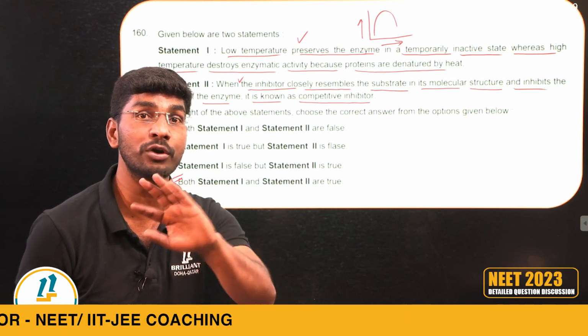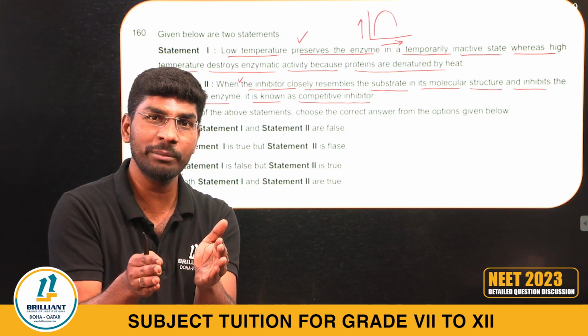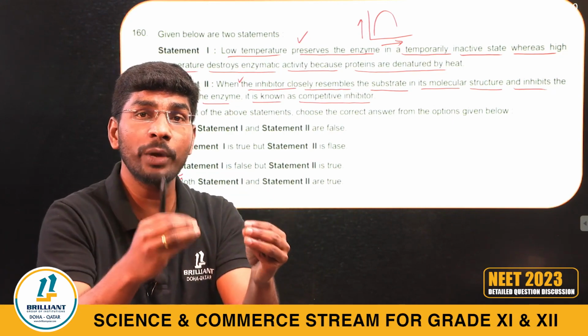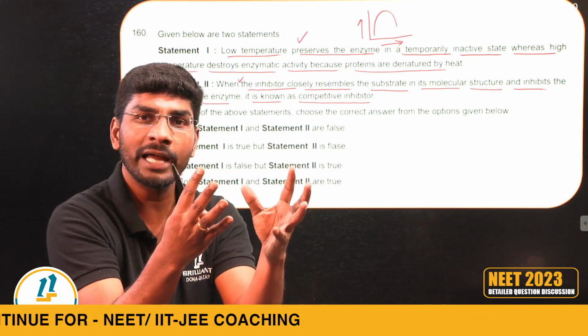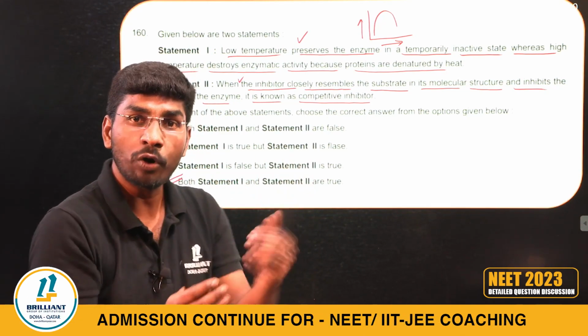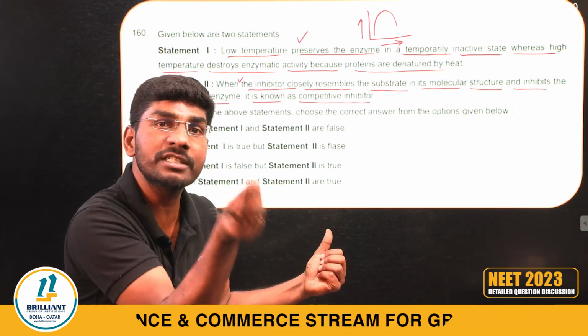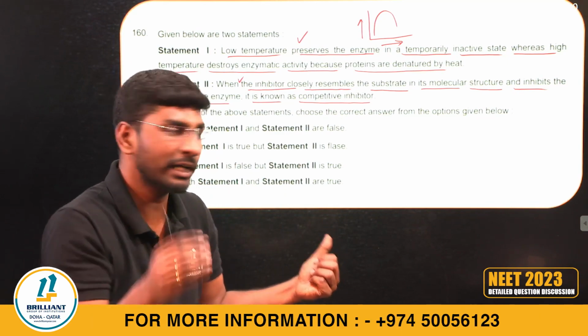Non-competitive inhibitors do not resemble the substrate. A non-competitive inhibitor like cyanide directly attaches to sites other than the active site of the enzyme, so it completely changes the enzyme structure. Competitive inhibitors resemble the substrate, so they compete with the substrate, and enzyme activity gradually decreases.